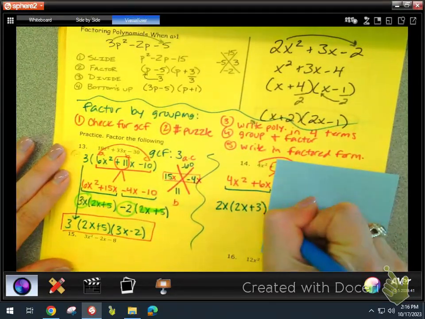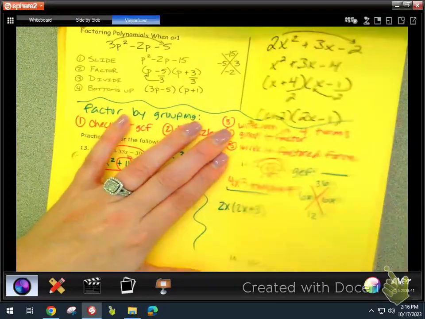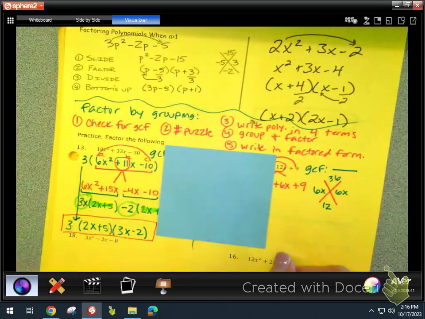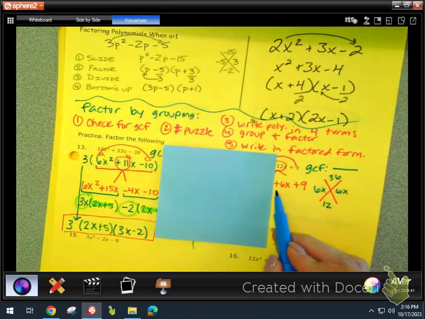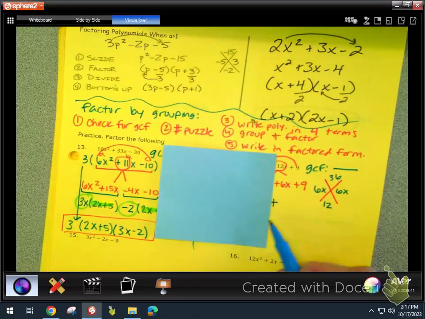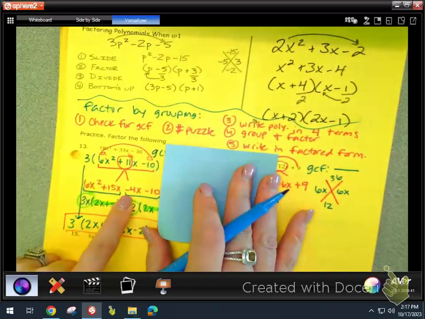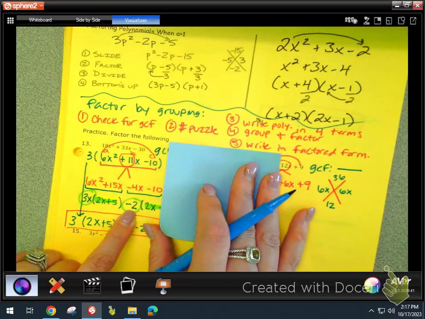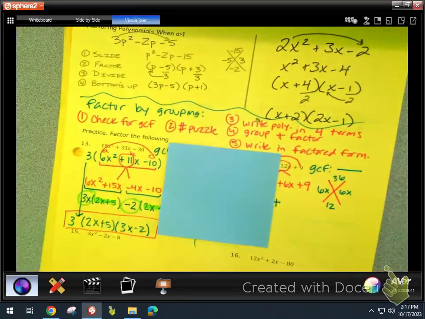2X plus 3. Now, your second group, you can only take out a number. And I kind of talked about this sign right here. If that third term, whatever type of number that is, positive or negative, tells you the type of number you're going to take out. So since this is a positive 6X, I'm taking out a positive number. On this problem, this was a negative 4X, so I knew I had to take out a negative number. What can I take out between 6X and 9?